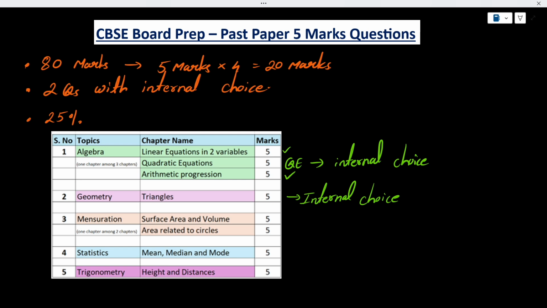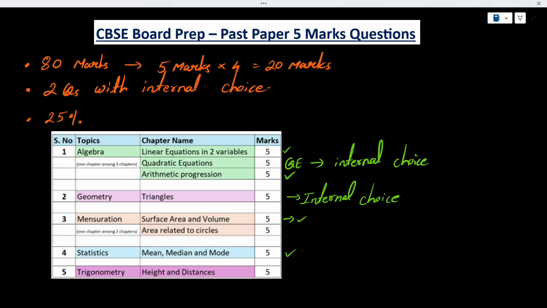Then we'll go for mensuration. Most of the time you will see one compulsory question from surface area, volume, but in some odd cases I have seen 1 or 2 times it has come from area related to circle also, right? So most of the time it is a compulsory question. Then statistics also, there will definitely be one 5 marker question, and that is also a compulsory question.